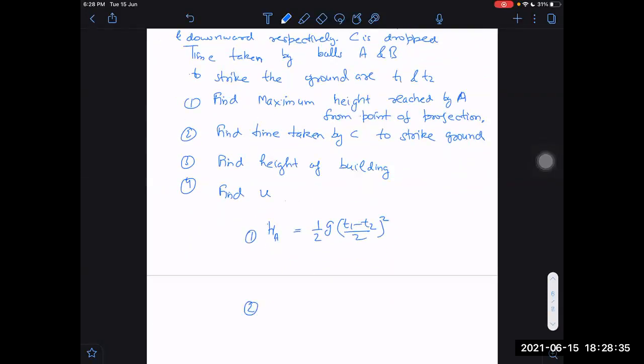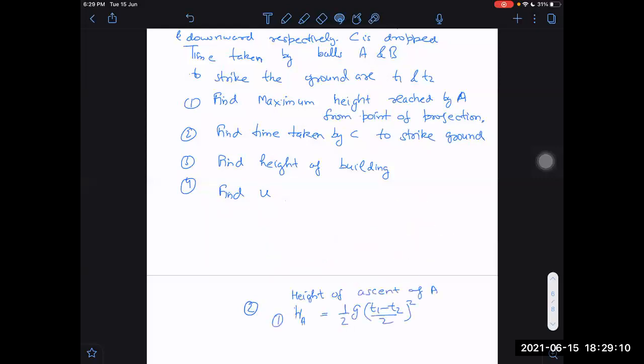Root of 2h by g, the time taken by C to strike the ground. But h is not given. Why are you saying root of 2h by g? g by 2 t1. H also we have to find, the height of the building also we have to find. Okay, sir. g by 2 t1.